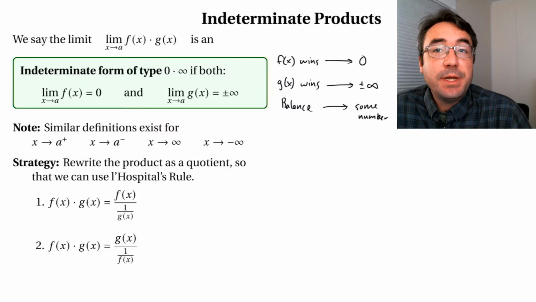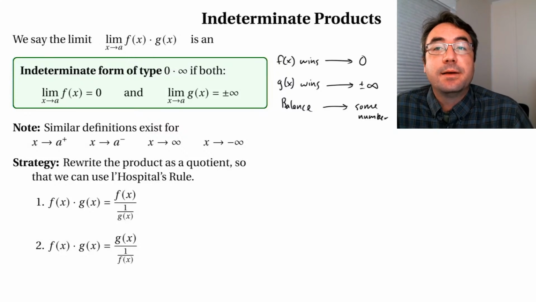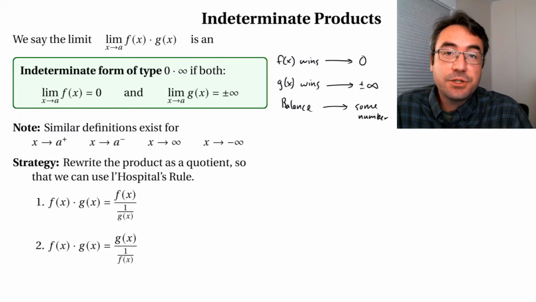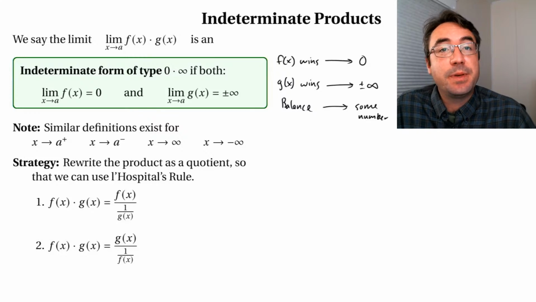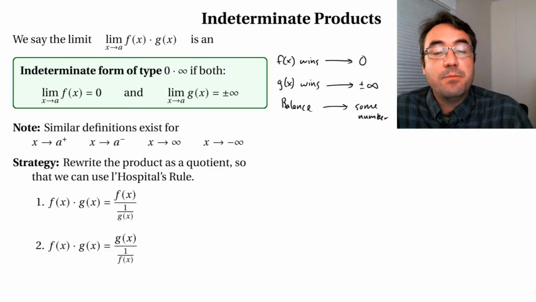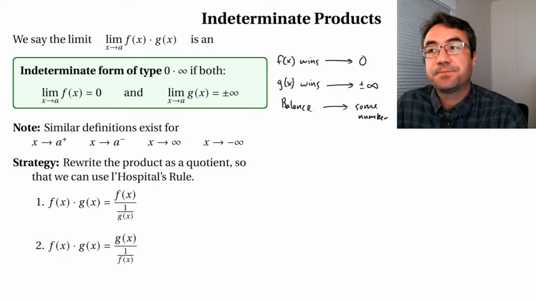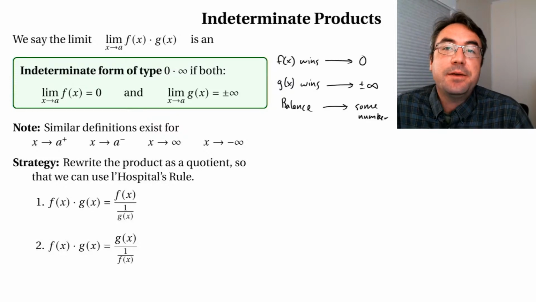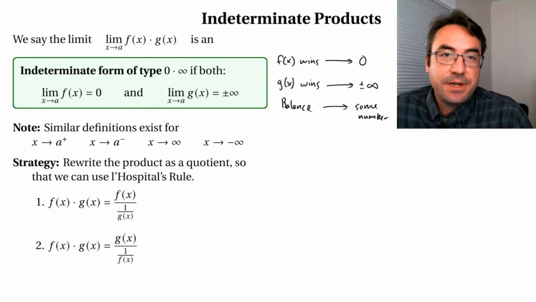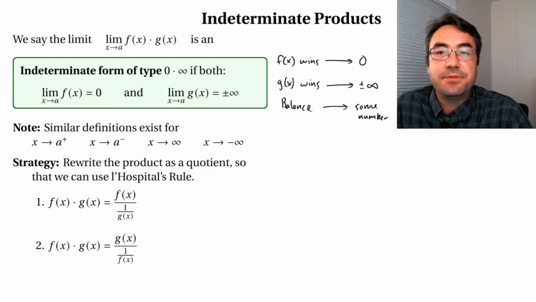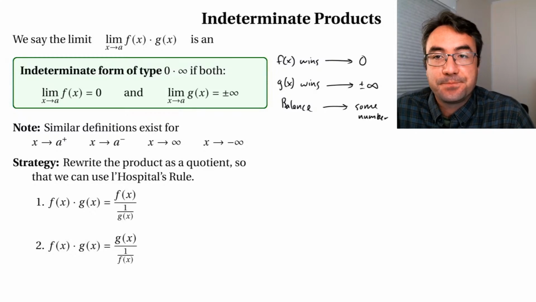So it's indeterminate because we don't know what's happening. The first function could win and the overall limit goes to 0. The second function could win and the overall limit gets really big, positive or negative, or they sort of balance out and find some middle ground in between. So it's indeterminate. And again, we've defined this where x is going to a, but it also works for left-hand limits, right-hand limits, x approaching infinity, x approaching minus infinity, and so on.